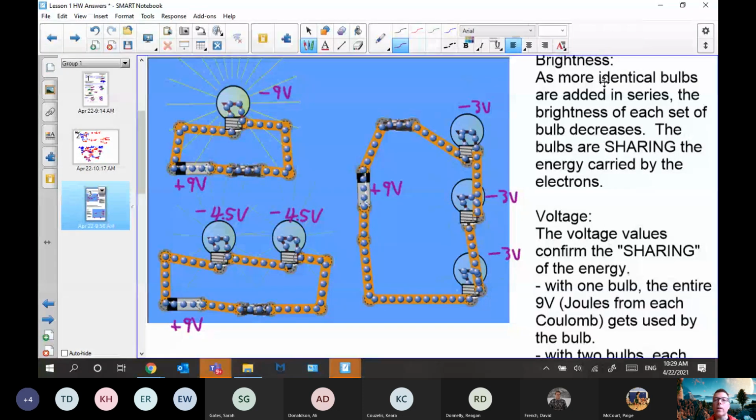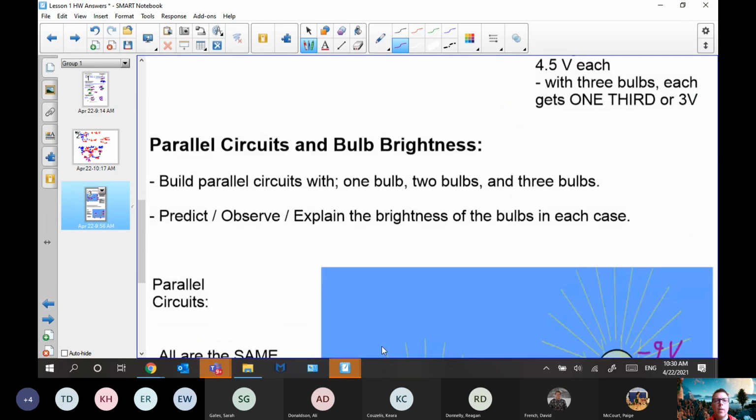Notice I've said more clearly in my answer here that we've got identical bulbs. That's important. We're going to come back to that soon. And these are identical bulbs. They're sharing the energy evenly. So they're all the same brightness. Okay.